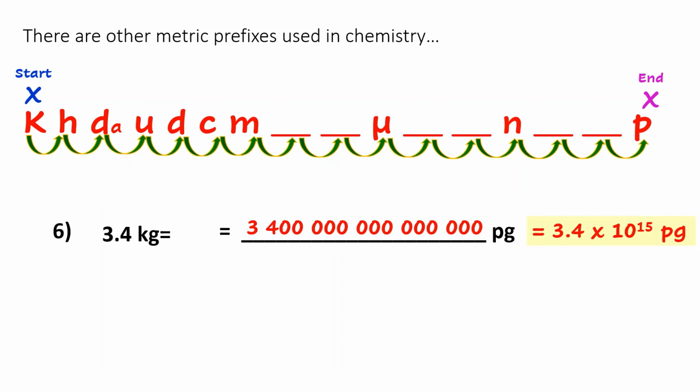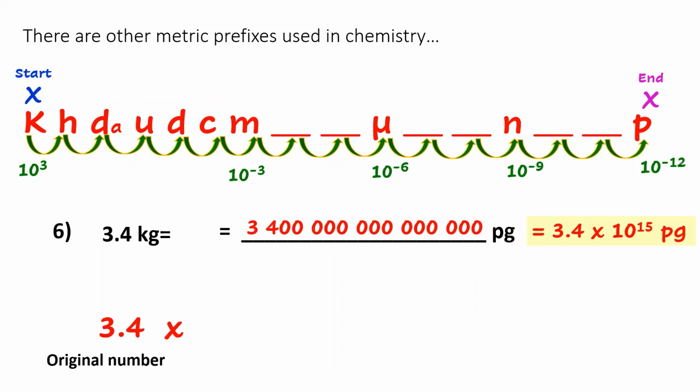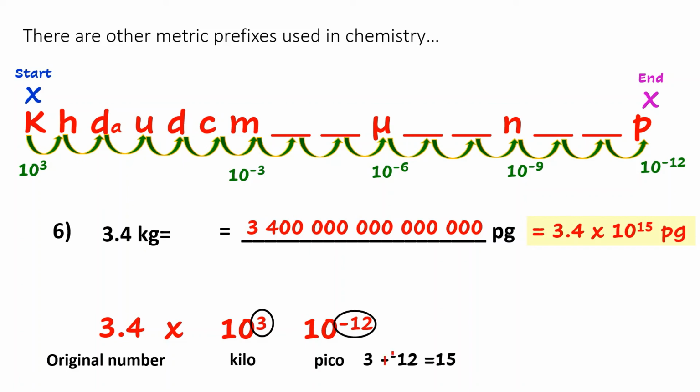When moving so many places, it may be easier to use the scientific notation exponents rather than counting steps. Start with the original number, 3.4. The original prefix was kilo, or 10 to the third. We're changing it to pico, or 10 to the negative 12th. Subtract the exponents. 3 minus a negative 12 is the same as 3 plus 12, or 15. And this is the same exponent as our original answer.